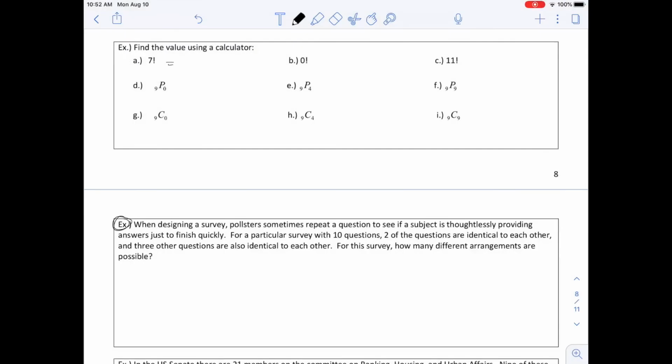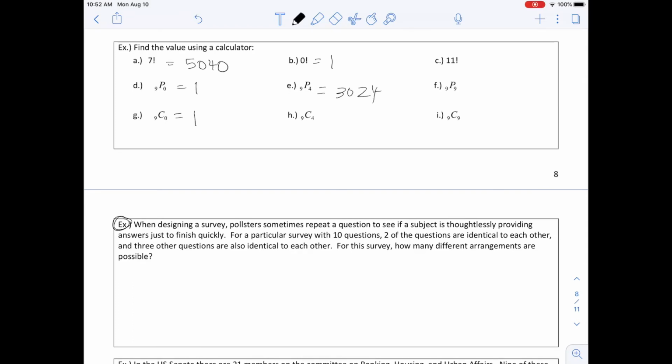So from your calculator, we got 7 factorial is equal to 5,040. And then from the calculator, we got that the permutation of 9 choosing 0 is going to equal 1. And then we got the combination of 9 choosing 0 is also going to be 1. Try the remaining ones on your own. 0 factorial is equal to 1.